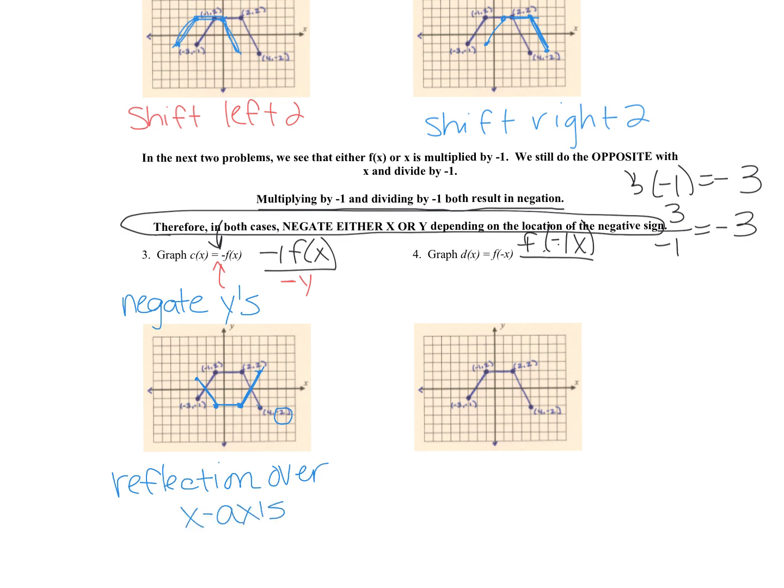The next one, basically the same deal. Now the negative sign is in with the x, so we're going to negate the x's. So we're going to take all the x's. So I have a -3 here. I'm going to make it +3. I have a -1, so I'm going to make it +1. I have a +2 here, so I'm going to make it -2. This top part's a little confusing because it's just straight across. And then I have a +4, so I'm going to make it -4.